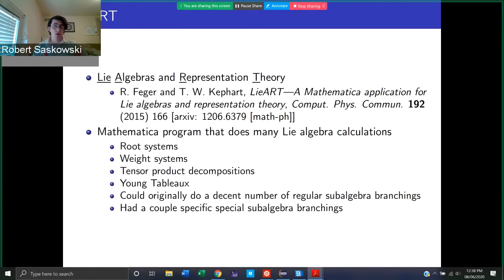LieART can also deal with Young tableaux, which are useful for working with SU(N). And originally, it could do a pretty decent number of regular subalgebra branchings, though there were some that were missing, and it only had a couple of specific special subalgebra branchings, which was the main weak point of it.